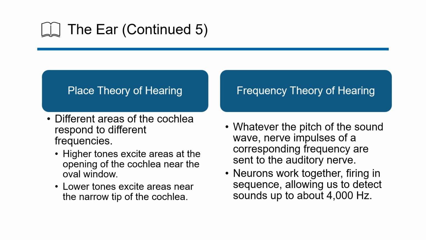We'll talk about two concepts here: place theory of hearing and the frequency theory of hearing. The place theory of hearing suggests that different parts of the cochlea, that spiral-shaped organ in the inner ear, respond to different frequencies in sound. In other words, specific locations along the cochlea are sensitive to specific pitches or frequencies of sound waves.